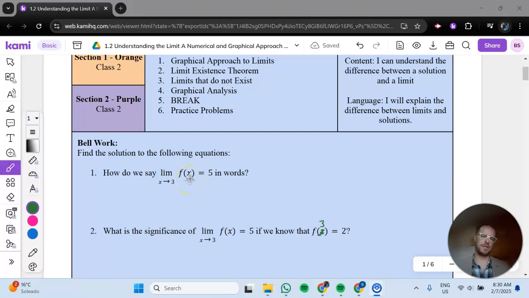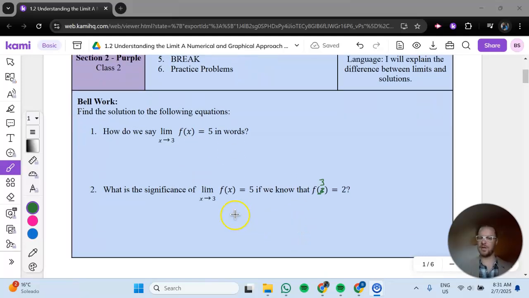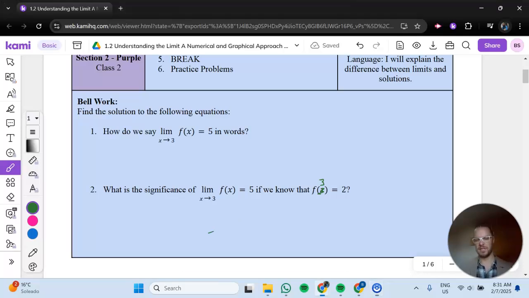All right, so hopefully you were able to do that. Now, this first one, I'm not going to bother writing it out because it says to say it in words. We'll just say it. So this should be the limit as x approaches 3 of f of x is 5, or we could say the limit of f of x as x approaches 3 is 5. All right, now this second one here we can talk about a little bit. So the significance of this is that if that limit is 5, but we know that f of 3 is not 5, it's 2, what this means is that there's a point of discontinuity.